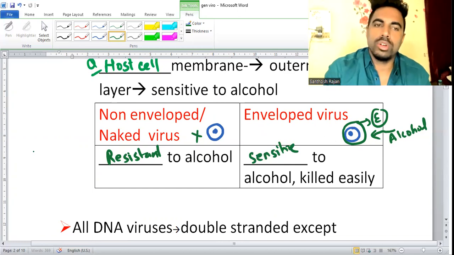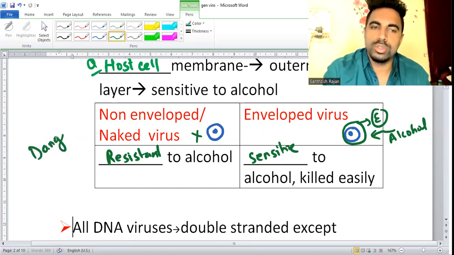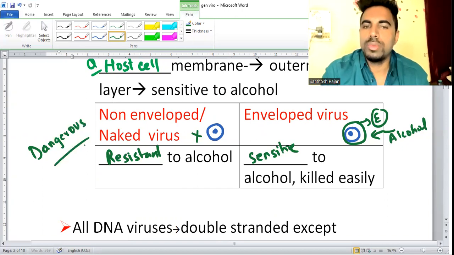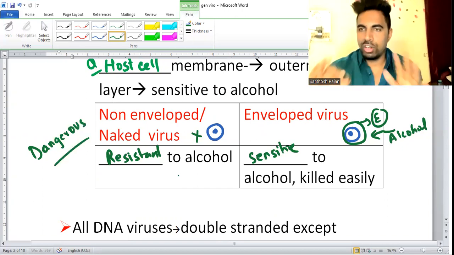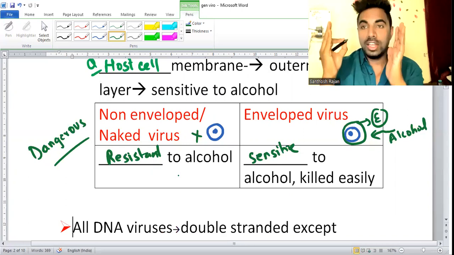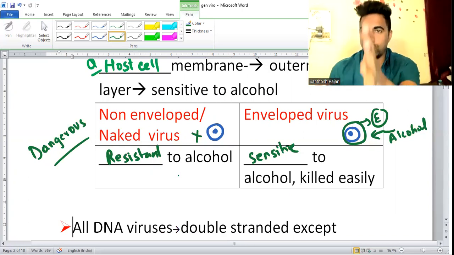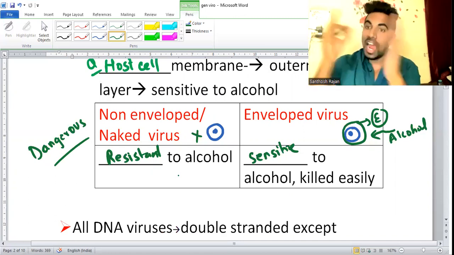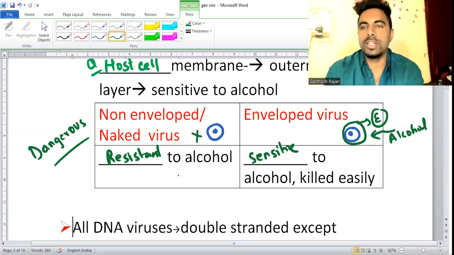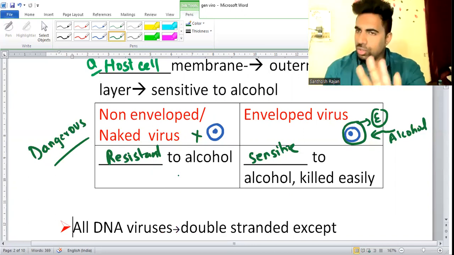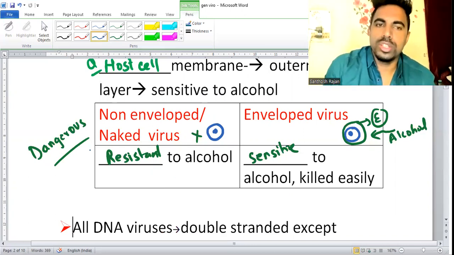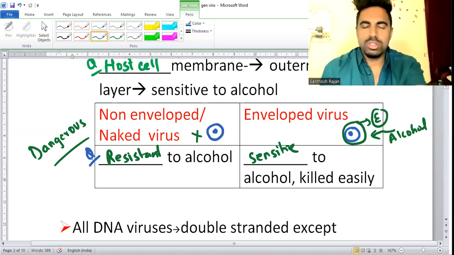Non-enveloped viruses are dangerous. Why are they dangerous? Because there is no envelope, which means the alcohol cannot pass. If you remember the sterilization list, highly resistant for sterilization are prions, then spores. And after that, when it comes to viruses, it is non-enveloped viruses which are more resistant than enveloped ones. Enveloped can be easily killed, non-enveloped cannot. Based on that, you can have a question. So that's a simple concept, not rocket science. Just remember that.